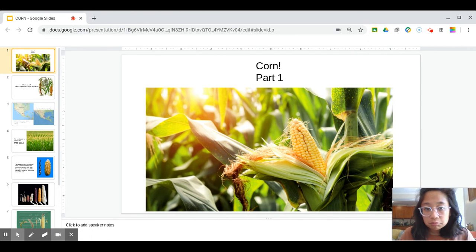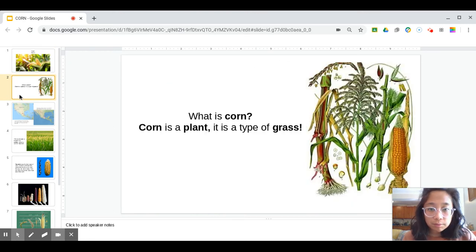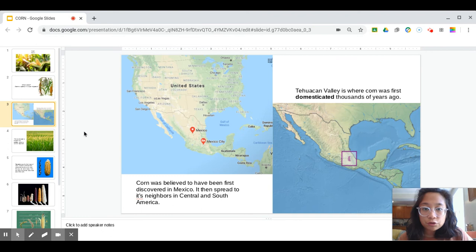And this is corn. This is probably kind of what you think of when you think of a corn plant or a corn husk. And corn is a plant. It is also a type of grass. So that must mean that us humans, we like to eat grass. And corn is native to South and Central America, and it was originally found in Mexico.